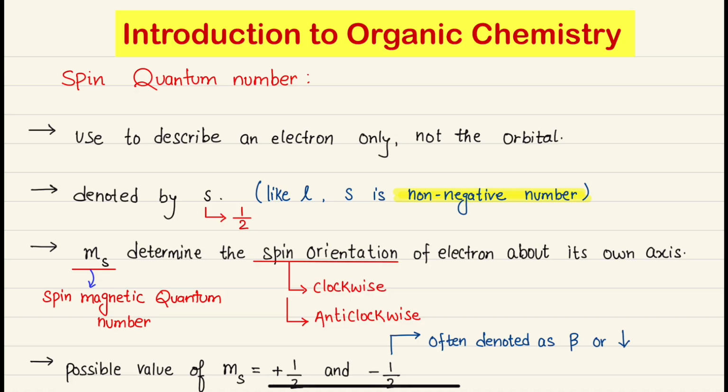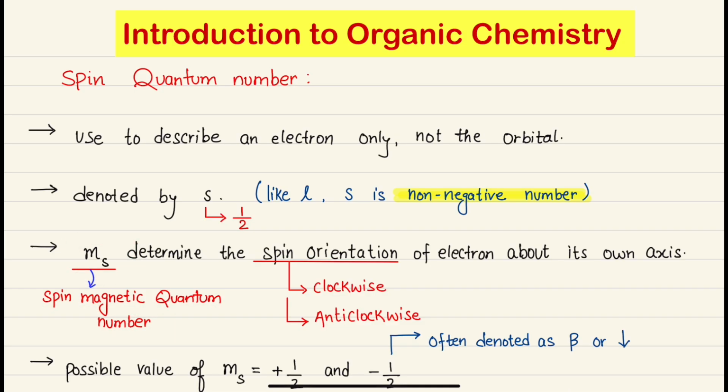Again, the spin quantum number is denoted by S, and this S value for the electron is given by half. And this S is a non-negative number like L. Now the third point. Here we have a term, ms, a small m and here s in the subscript. This ms is called the spin magnetic quantum number.